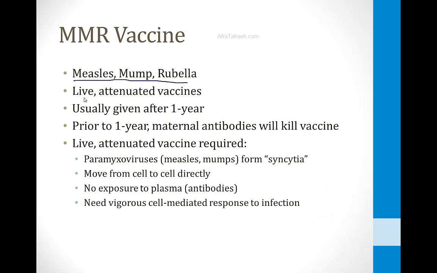The MMR vaccine is given to children to prevent measles, mumps, and rubella. It is a collection of 3 live attenuated viral vaccines. It's usually given after 1 year of age because prior to a year it's less effective because maternal antibodies may still be present that will kill the attenuated virus in the vaccine.